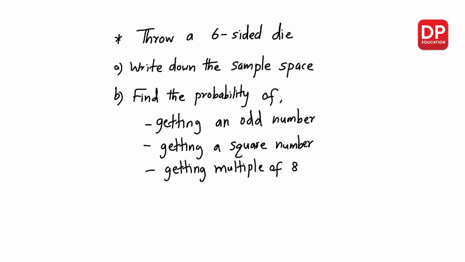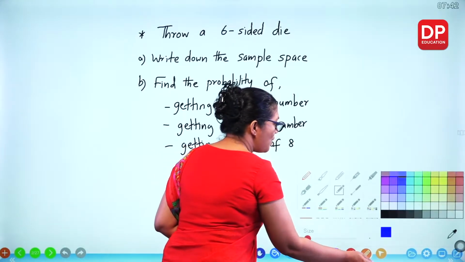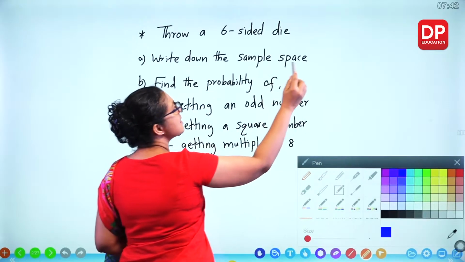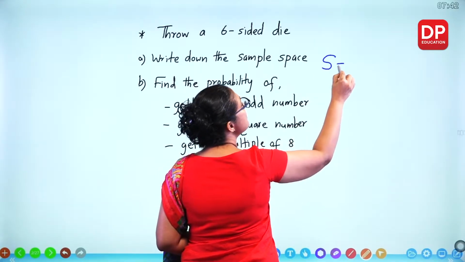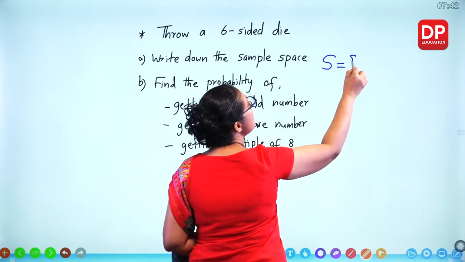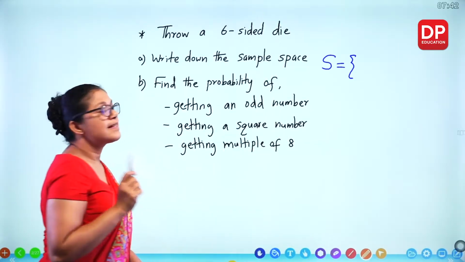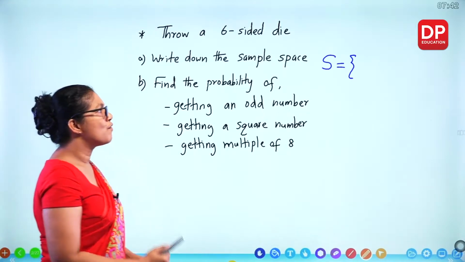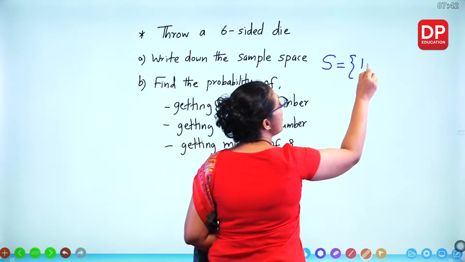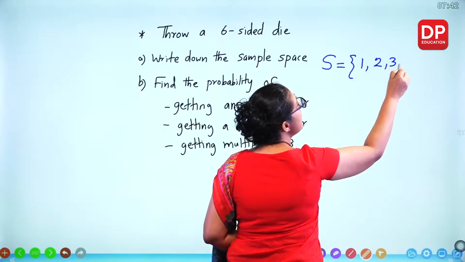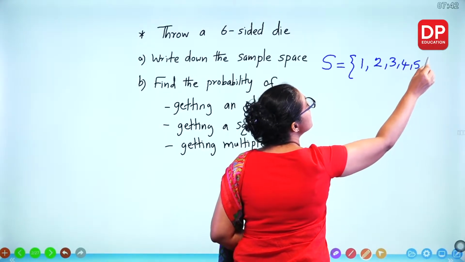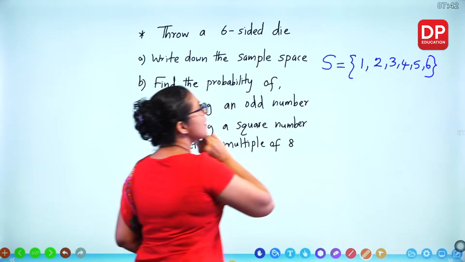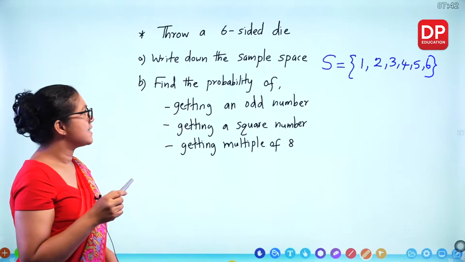We'll take an example. Throw a six-sided die. Write down the sample space. Can you remember? We use the letter S to denote the sample space, and if this is a six-sided die, what are the numbers you can get? 1, 2, 3, 4, 5, 6. So that's the sample space.